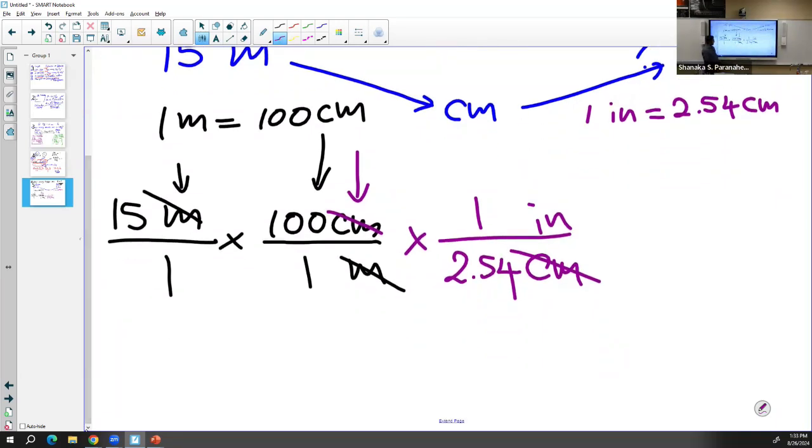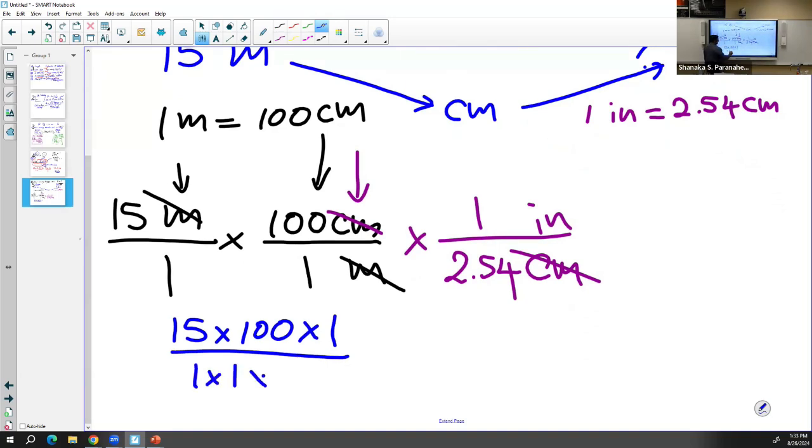So now we are going to multiply everything in the numerator together. So it's going to be 15 times 100 times 1. Multiplying by 1 doesn't change anything, and again dividing by 1 doesn't change anything. Then 2.54, and the unit is inches. So we calculate the value: 15 times 100 divided by 2.54. The answer is 590.55118.